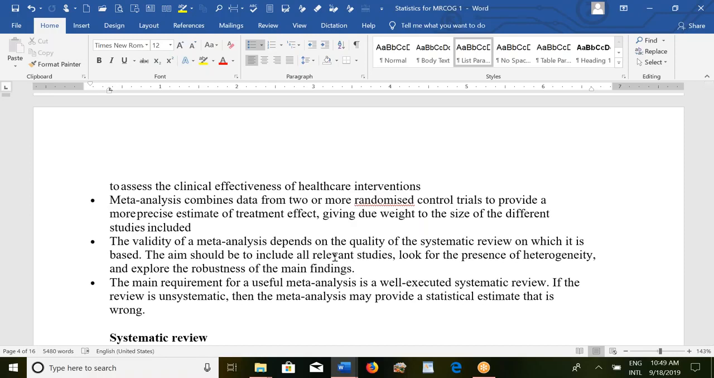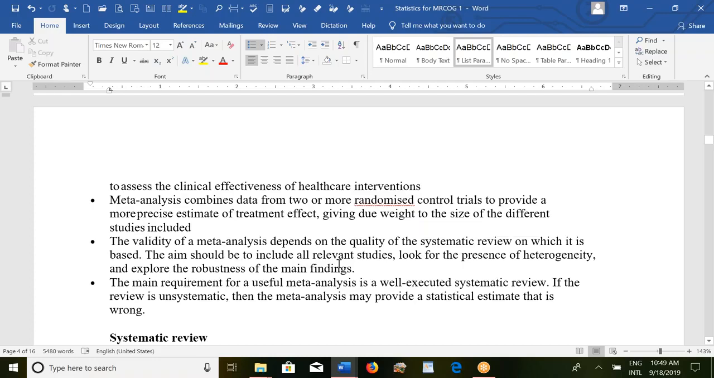Then explore the robustness of the main findings. That is, how robust is the data? It is not one thing, it is going to cover many things. How robust, how strong is the data, how strongly it is supported.